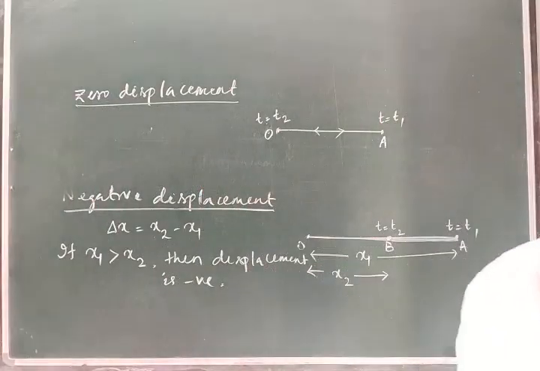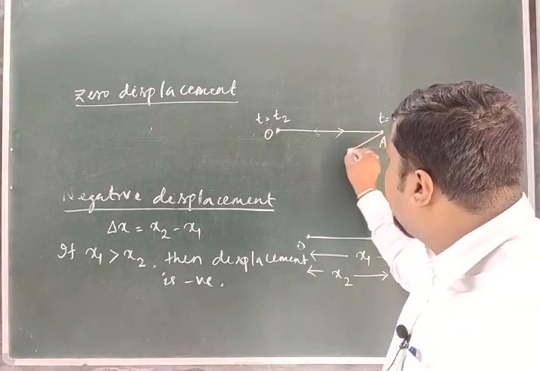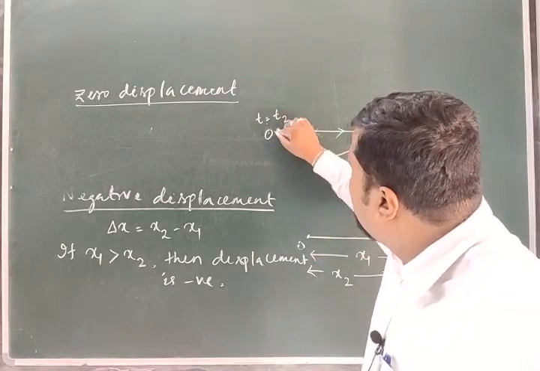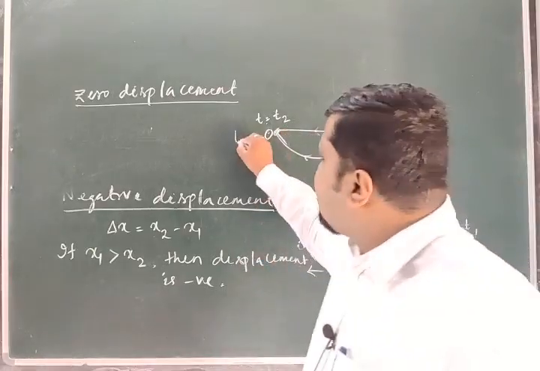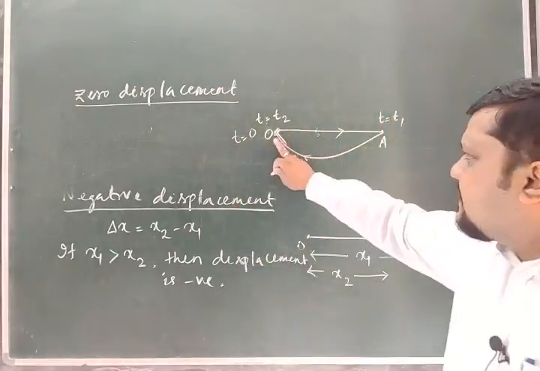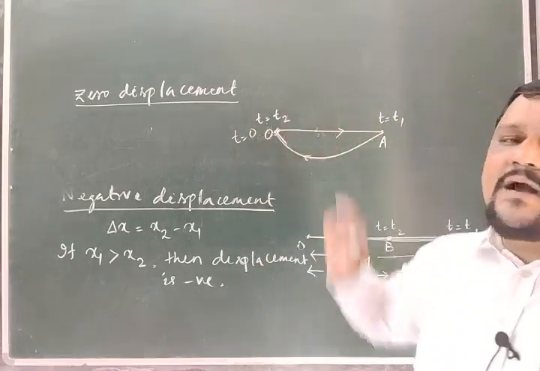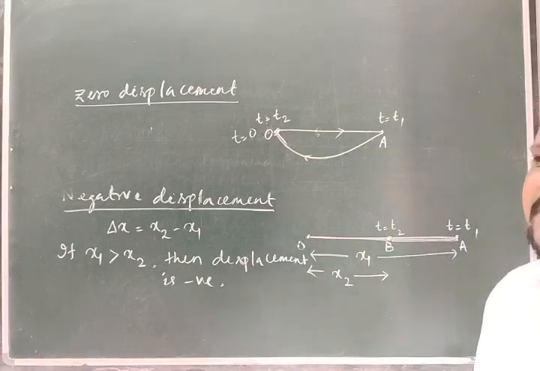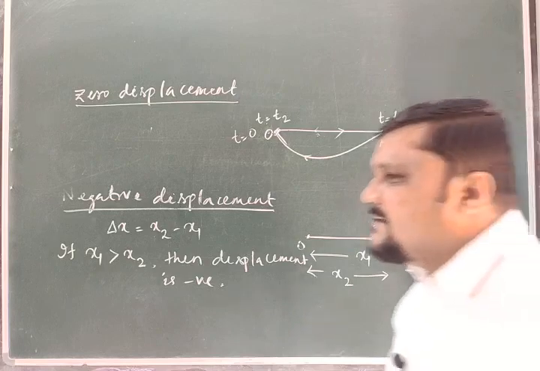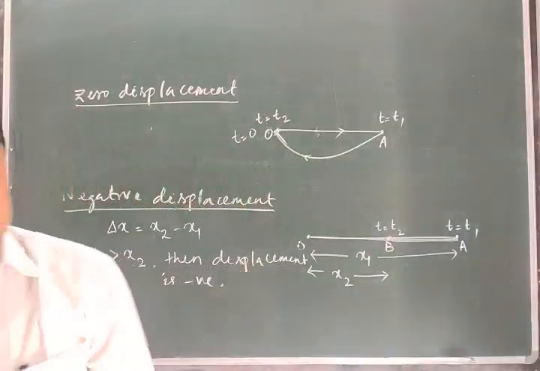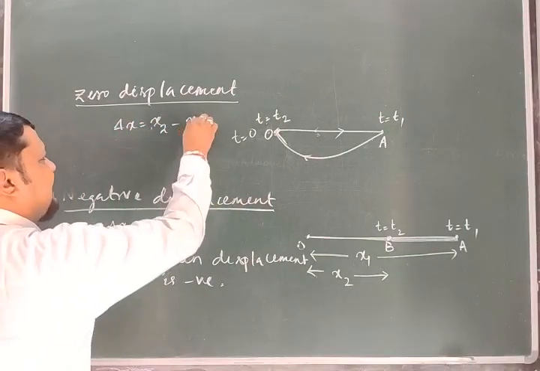It may come to the same position along this path, or it may come along this path to reach the point O. Suppose it comes along this path and reaches the point O. From where it starts, t is equal to 0. It starts from t equal to 0, reaches A in t1, then at t2 it again comes to the point O. So what is the displacement? The displacement is zero displacement.